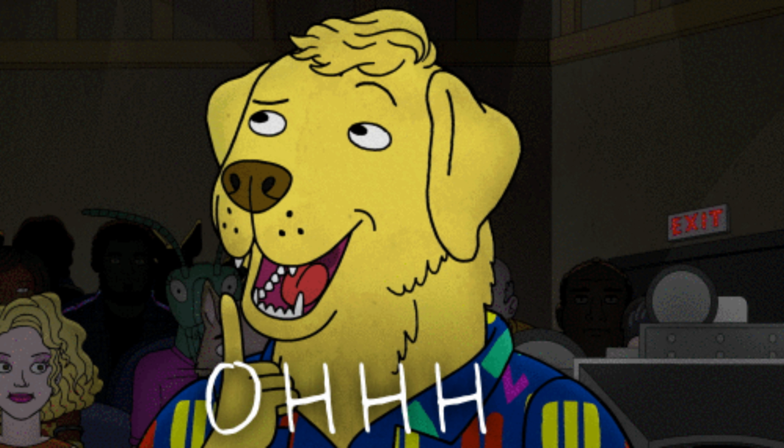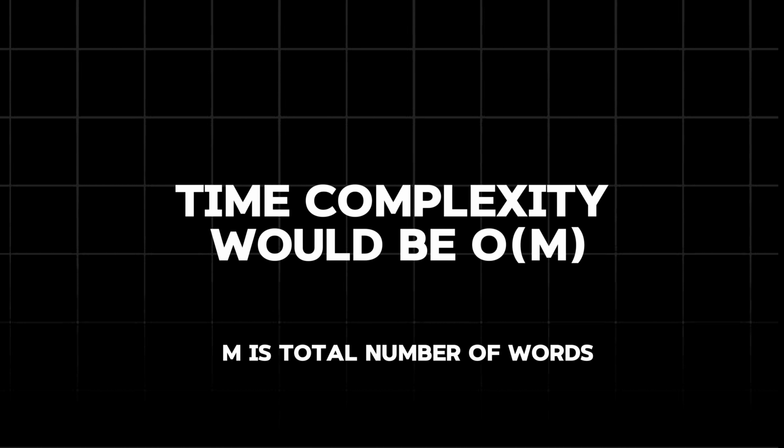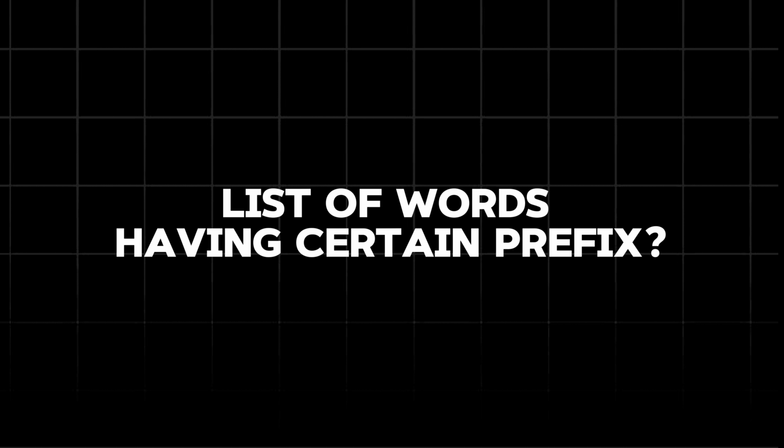But how else could you search a word in a huge list of words? Probably using an array, time complexity will be O(M), where M is the total number of words, which is pretty bad. How about using a map or an object in JavaScript? Well, that would decrease the time complexity to O(1), but how fast would it be to find the list of words having a certain prefix? It would be O(M).